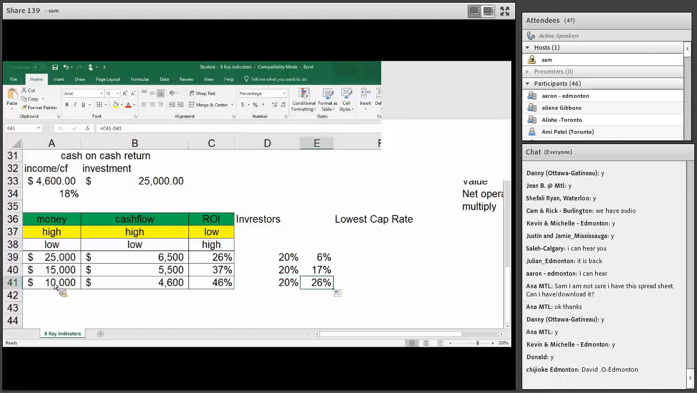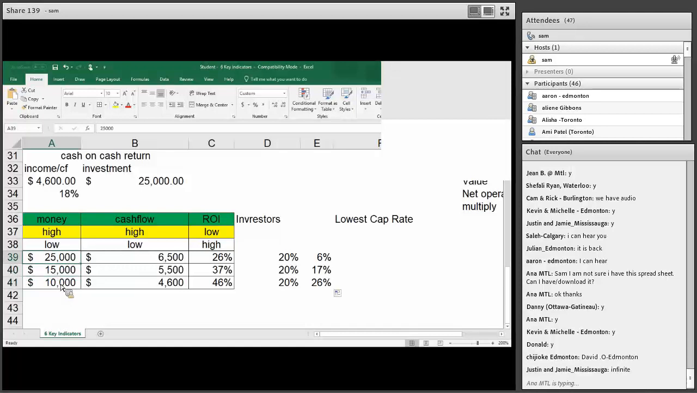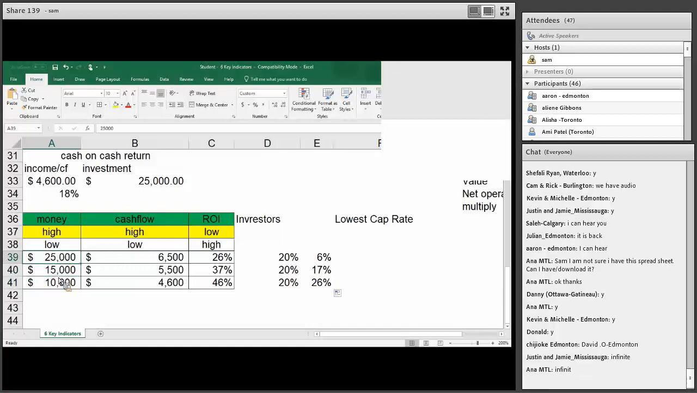Obviously, if I can get these guys replaced, I'm at a zero investment, and if I have a zero investment, what is my return? With zero investment, any cash flow is infinite. It's absolutely infinite, which is great, right?